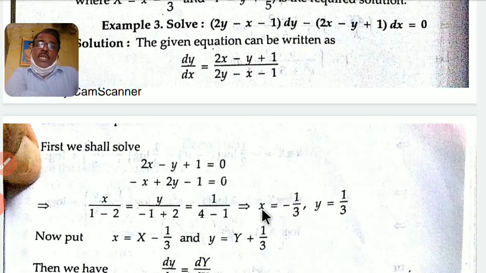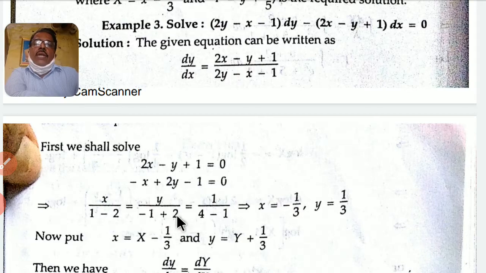So which gives x value as 1 by 3, -1 by 3. Why? Because x divided by, this is 1 minus 2 minus 1, which is equal to y divided by 2 minus 1, that is 1, and 1 divided by 4 minus 1, that is 3. So equating each term to this constant. So x by -1 is equal to 1 by 3. So x is equal to -1 by 3.